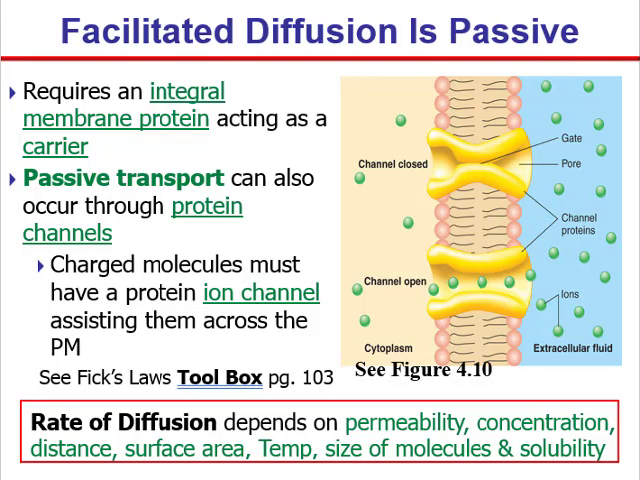Rates of diffusion are described for you by Fick's laws, and we will be looking at these in lab as well. So if you want to go ahead and take a look at the toolbox on page 103 titled Fick's laws, it describes the rate of diffusion and how it's dependent on a couple of important factors like permeability, solubility, concentration, how far does the molecule have to travel, so distance, which is going to be constant in human cells, surface area, probably also another constant in human cells, temperature, and molecular weight.